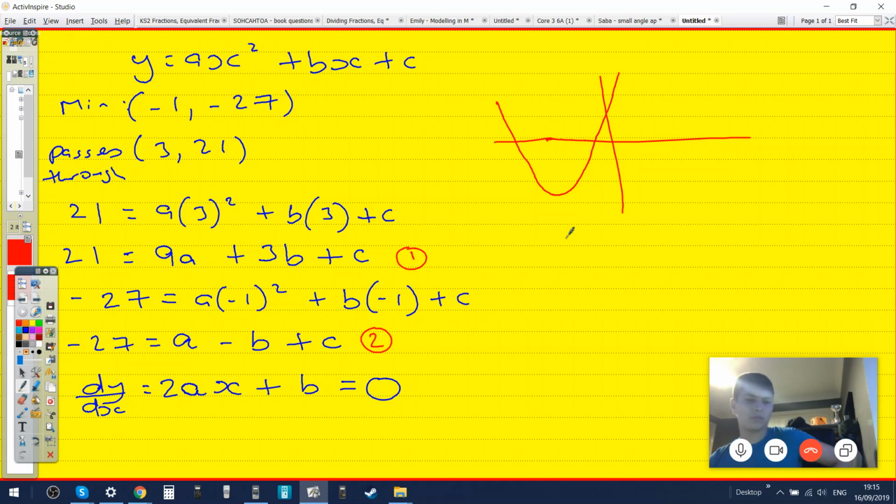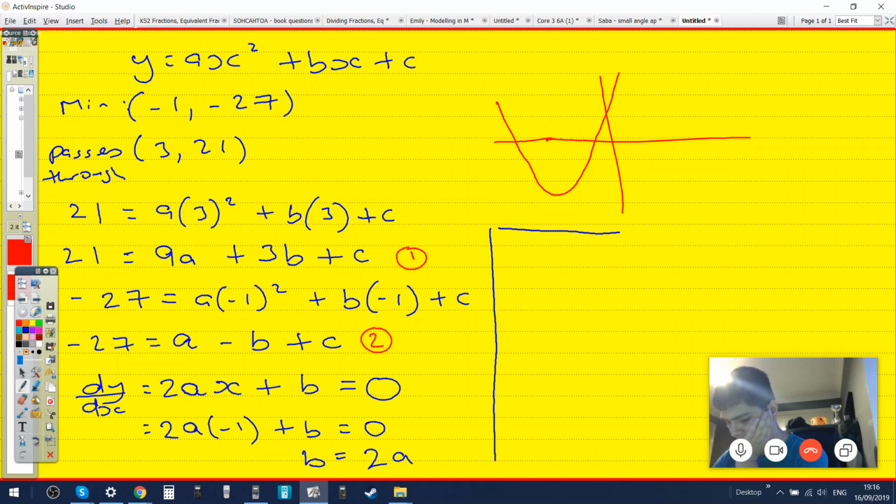What can we do here? Can we sub in the coordinates into 2ax plus b? Yeah, so go on. So would it be 2a times minus 1 and then plus b equals 0? Yeah. Do I need to now substitute the other x value? What other x value? 3. No. So what would this be as, let's say, b equals? Oh, right. So would it be 0 plus 2a? Or would it be b equals 2a? Yeah.